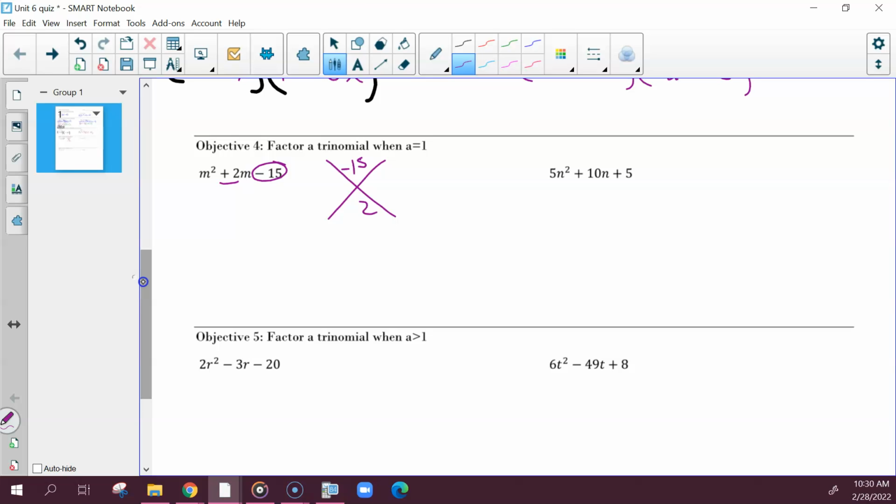Would negative 5 plus 3 give us a positive 2? So if we switch them, negative 3 plus 5, that would. So with these, you're going to have two factors. Whatever the variable is going to be the first term in both. And then you're going to take the two numbers you just found and put those in. So m minus 3 and m plus 5 are your two answers. What questions do we have on that?